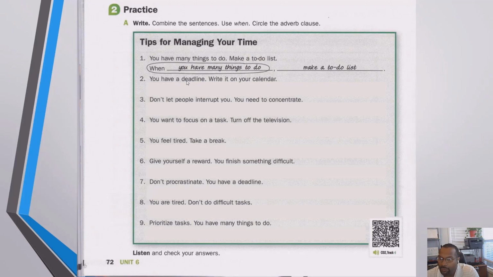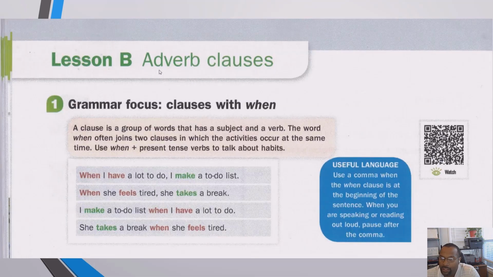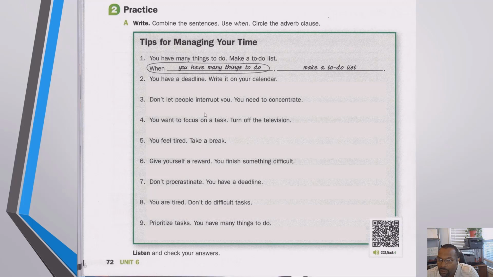Let's practice. So we looked at adverb clauses using the adverb when, right? We went over again what clauses were, right? Now, let's practice. Combine the sentences. Use when, circle the adverb clause. All right, so we're going to use when, and then we're going to circle the adverb clause. So remember, the adverb clause, right? Clause has a subject and a verb.